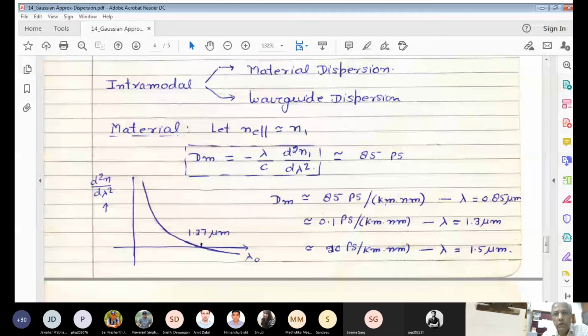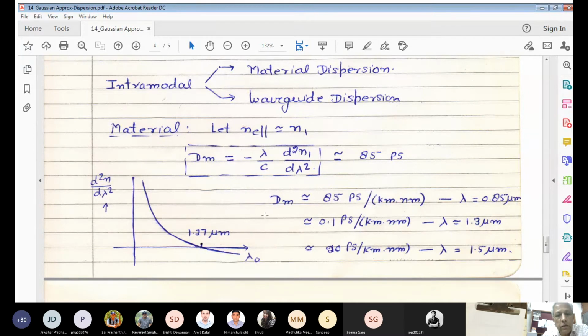And if you remember what was the contribution because of intermodal dispersion, in 1 kilometer we had a rough estimate, it was 15 nanosecond per kilometer. So you can see at this wavelength also, if you have a multimode fiber, intermodal dispersion was much larger than that of the material dispersion, and as we will see, waveguide dispersion is even smaller actually.